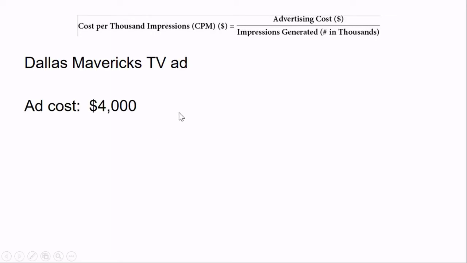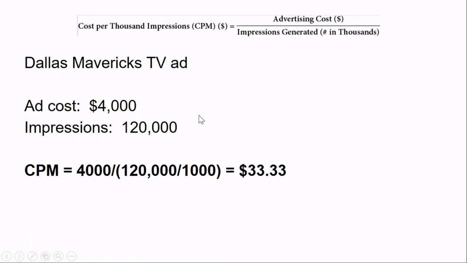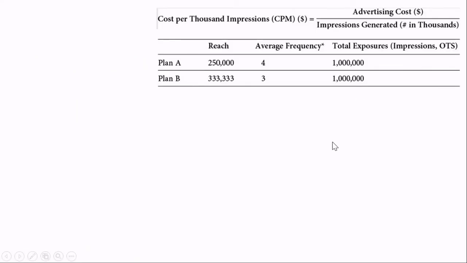Dallas Mavericks put an ad on television. It cost them $4,000. They discover that there were 120,000 views or impressions of the ad, so the cost per 1,000 ends up being $33.33. So pretty high. It's a pretty high number in the grand scheme of things. And if they could somehow tie that number to the number of tickets sold because of the ad, then we could tell if it was really a good number or not.